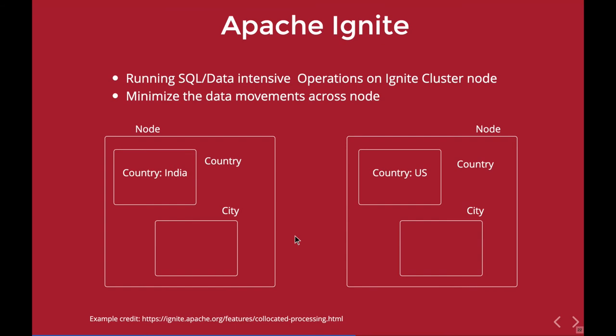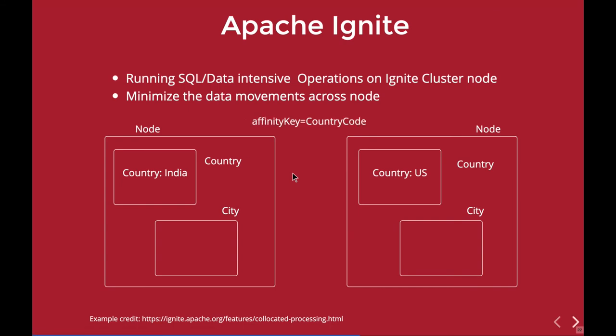So if we have a new record to be inserted in the city table where the country code is India for that city, that should go into our node 1 here. And if there is any city which has country code US, then it should go into node 2, so that we can do any kind of group by or join operation inside the node itself. That will reduce the network latency.